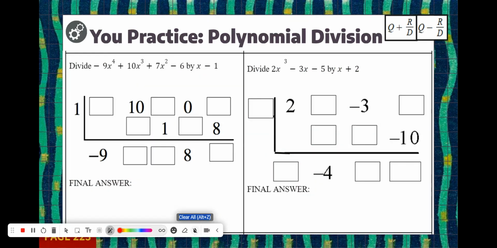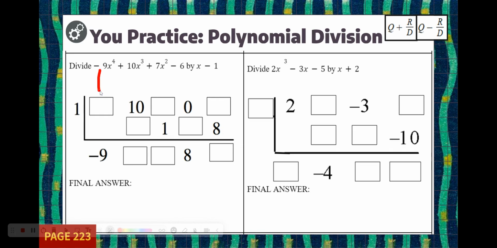For this number, you have negative 9 here, a 10, a 7, a 0 for the x value, and a negative 6. Negative 9, 7, and a negative 6. Since x doesn't exist, you're going to put 0. Put down negative 9. Then multiply them. Negative 9 will turn to negative 9. 10 minus 9 is 1. 1 times 1 is 1.